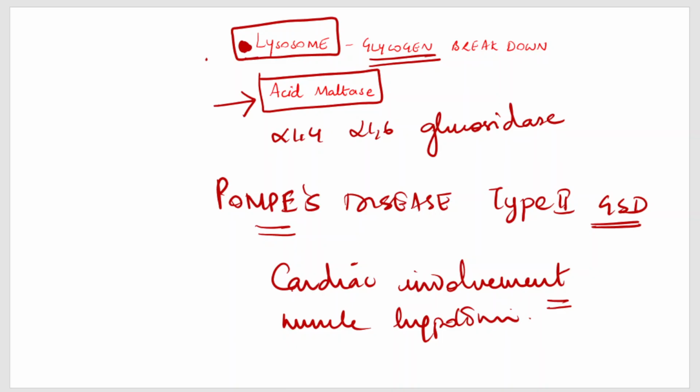And the onset is very early, and there is also death due to heart failure at an early age, at the age of 2. So there is muscle hypotonia, there is cardiac involvement. Cardiac involvement is the most important one here. Understood? So the deficiency of acid maltase can lead to Pompe's disease.